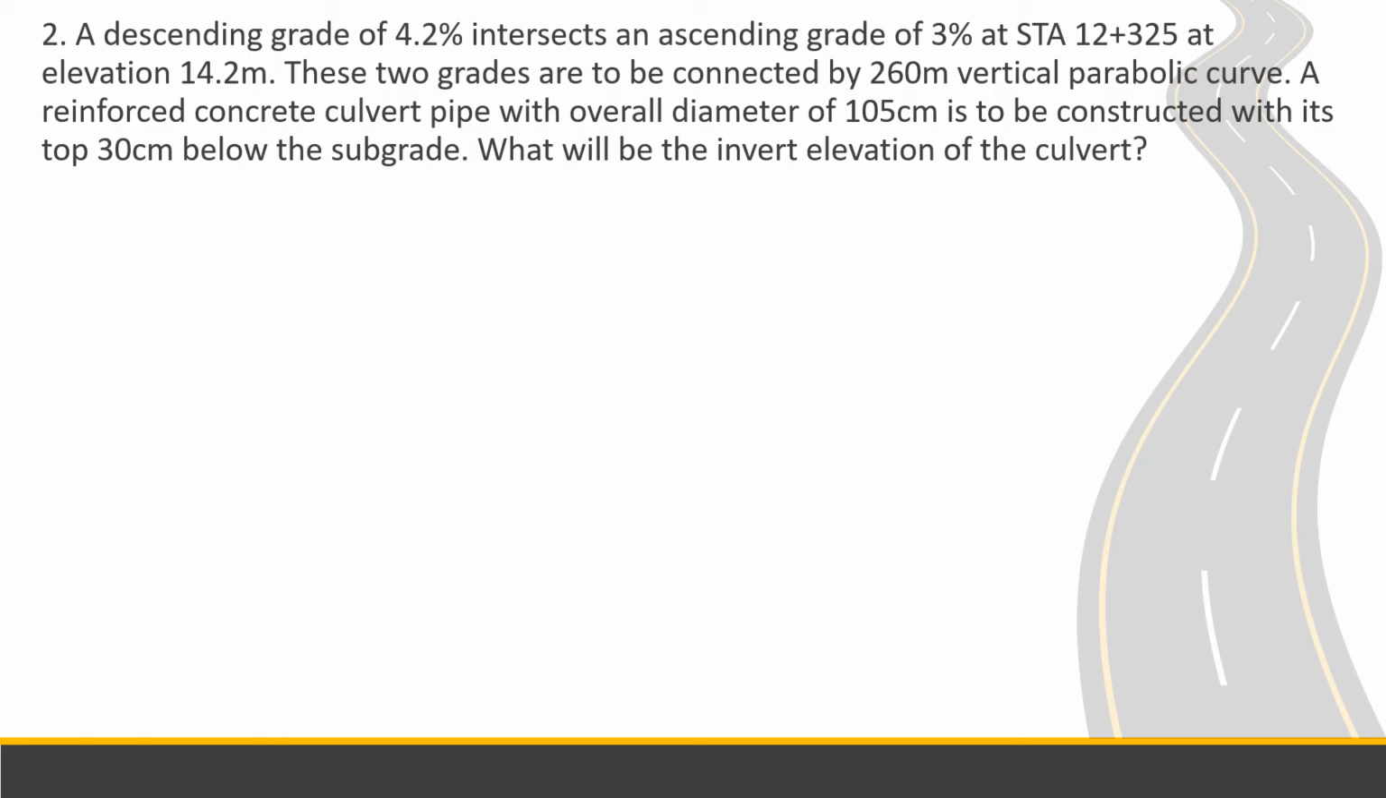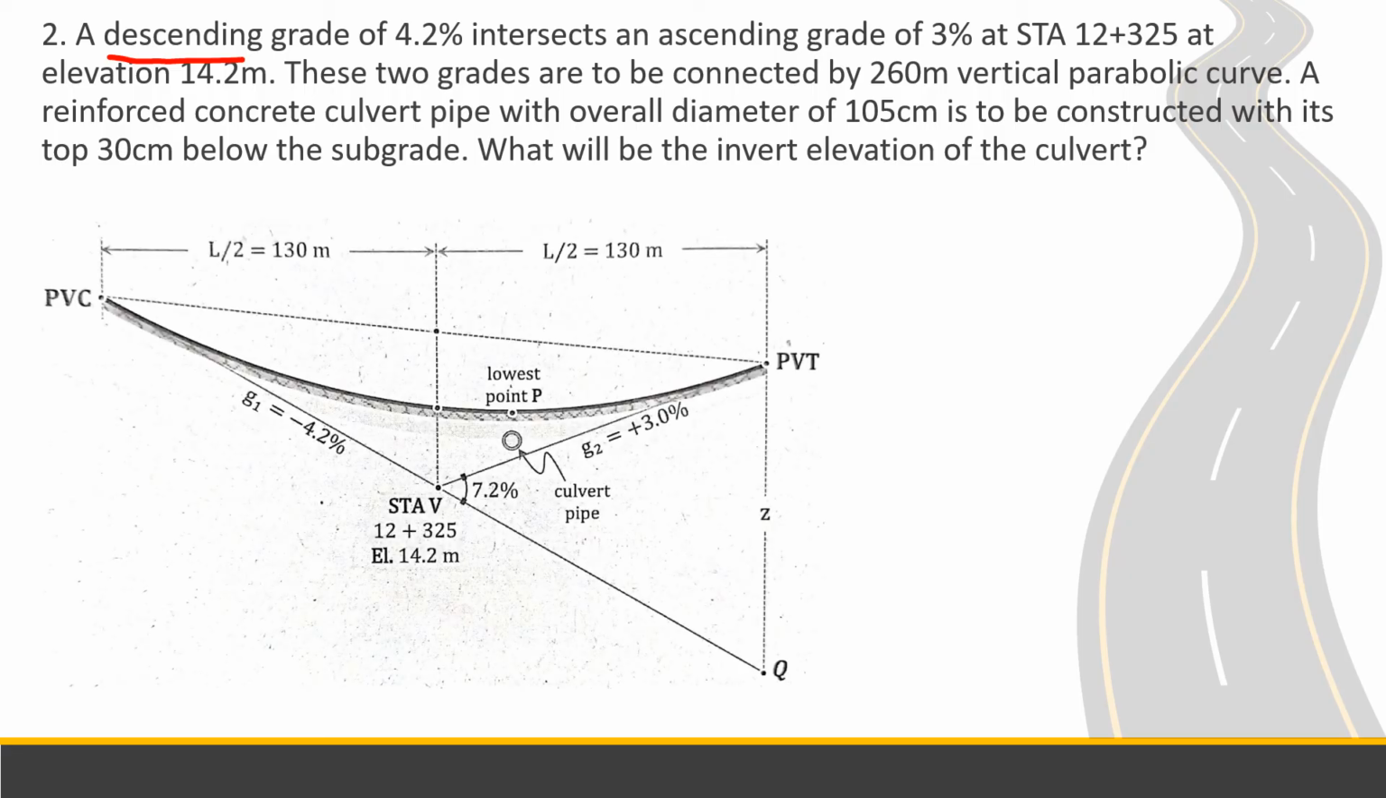The first grade stated here is descending. It means the first curve, the backward tangent, is going downward, then the forward tangent is ascending, or uphill. So this will be a sag curve. This is the PVC. If this is the curve of the road, we have a culvert located at point P, which is the lowest point of the curve. On a sag curve, it is termed the lowest point, while on a summit curve it is the highest point.